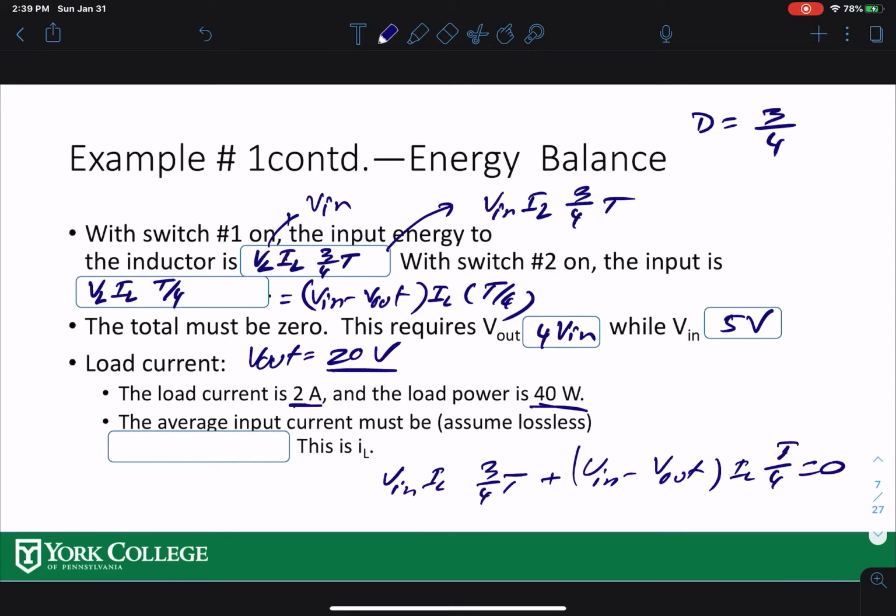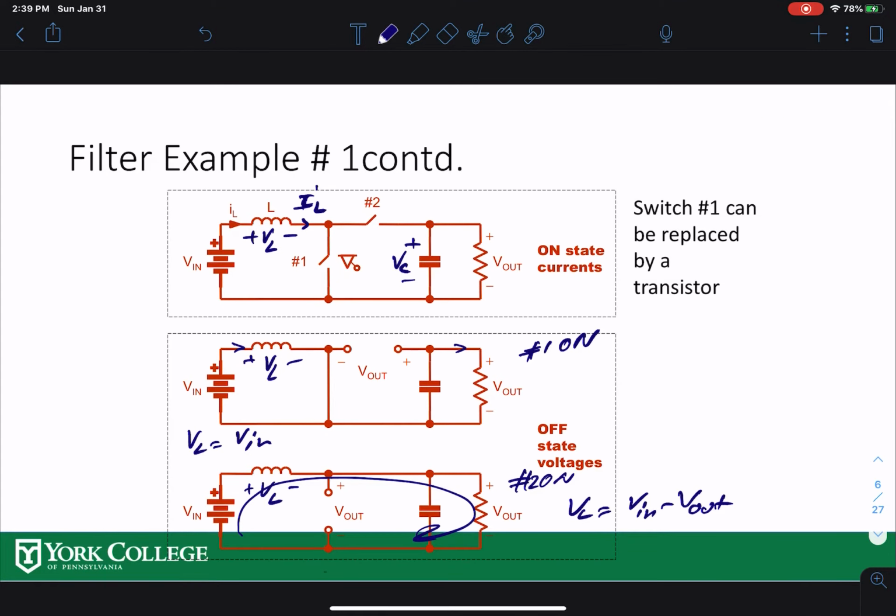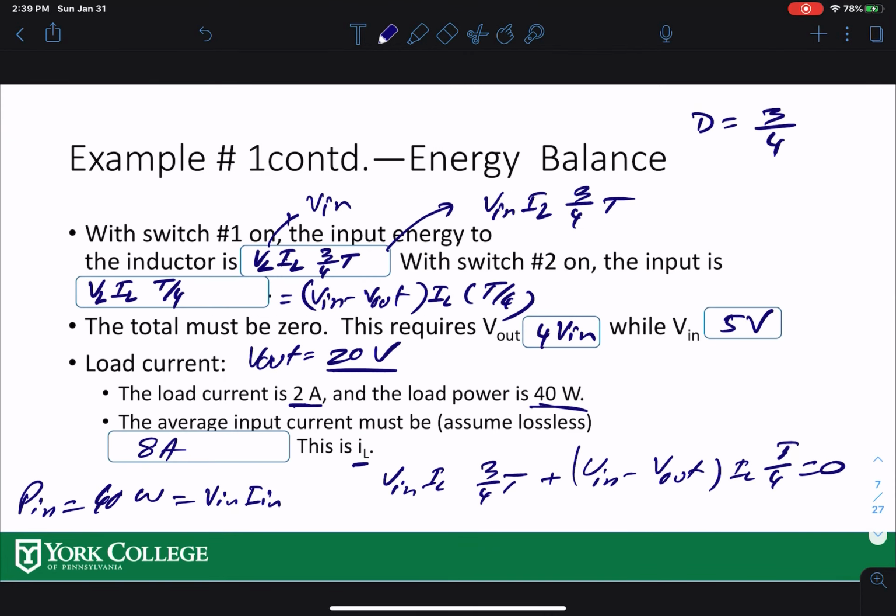Now we're assuming the lossless converter, that means your input power is also 40 watts, right? That means your input voltage times input current will give you that. If you solve it, you're going to get 8 amps as input current. That current is also your inductor current. Input current is basically your inductor current, so average inductor current and average input current are the same thing for this particular circuit. All right, so that is your input current, and let's see how it looks.